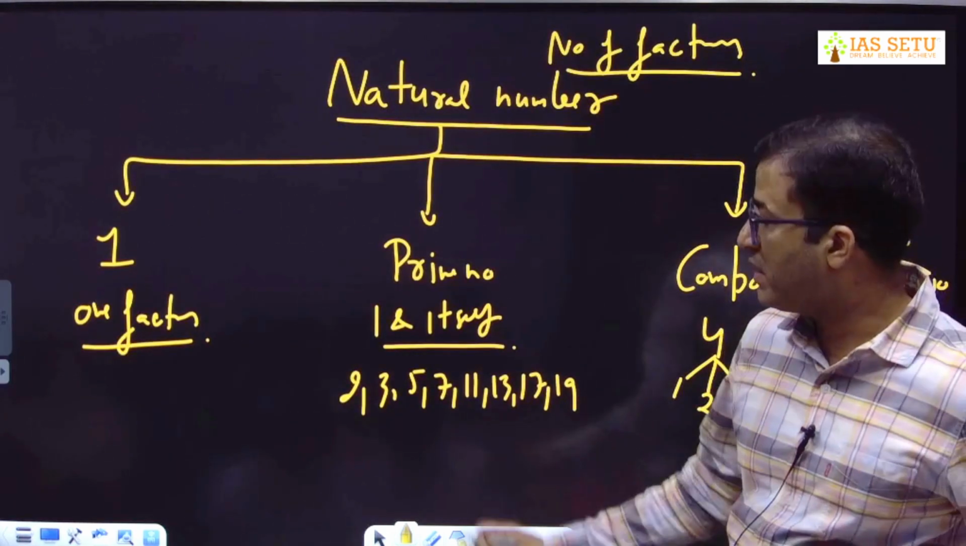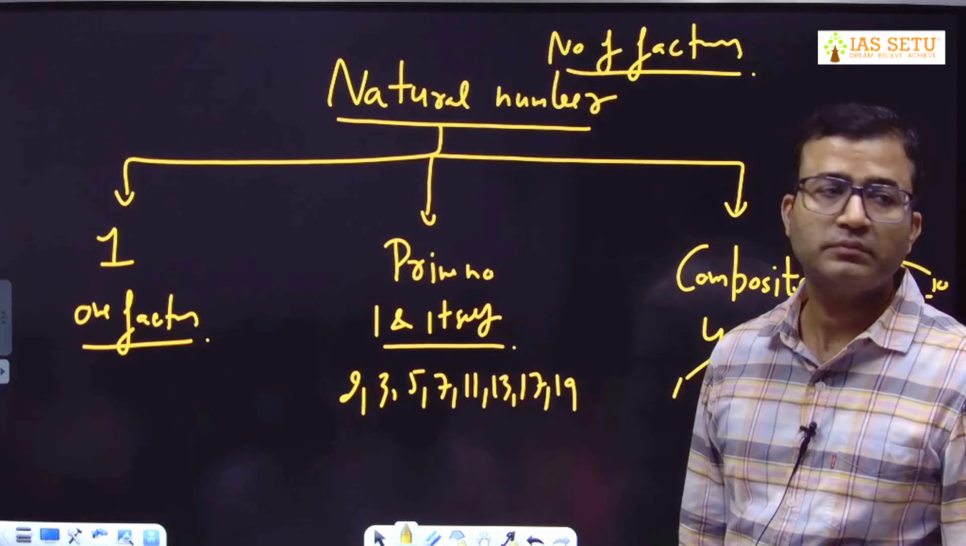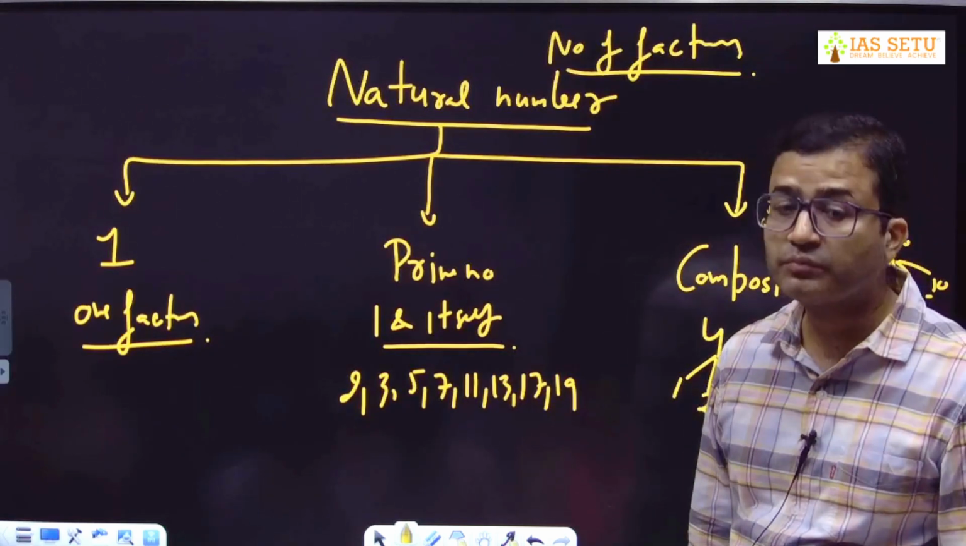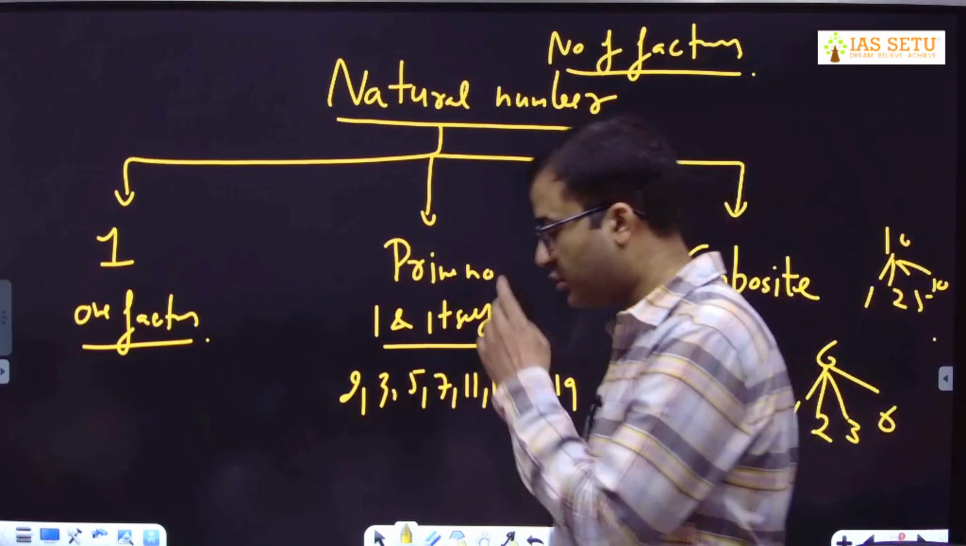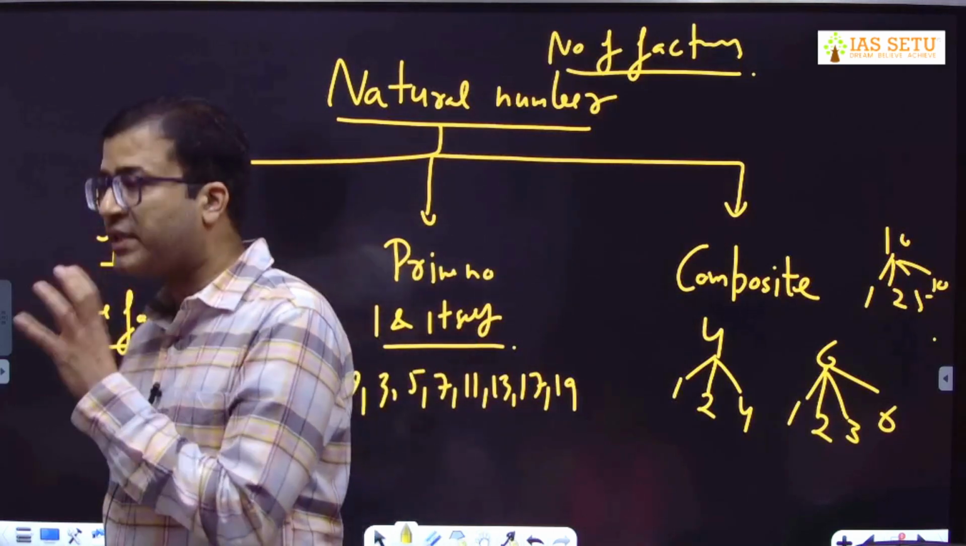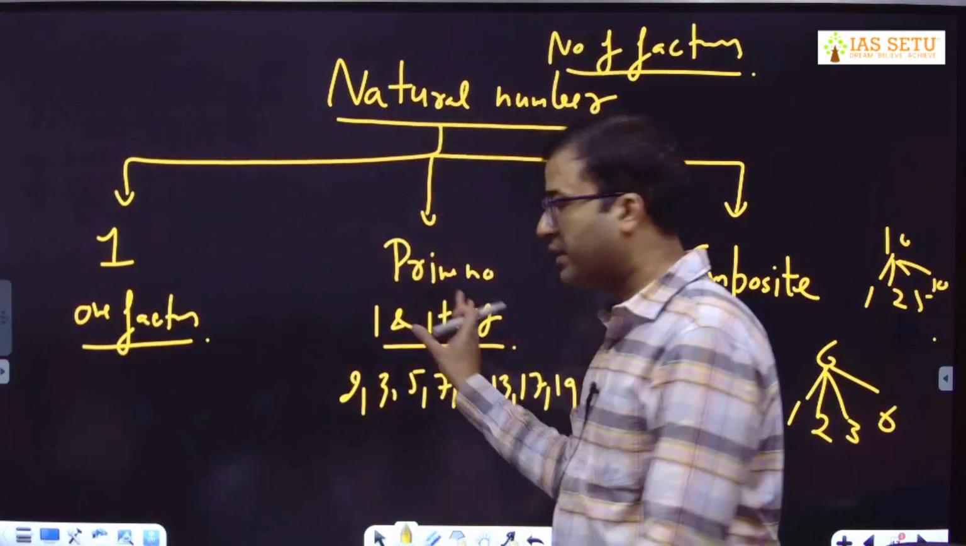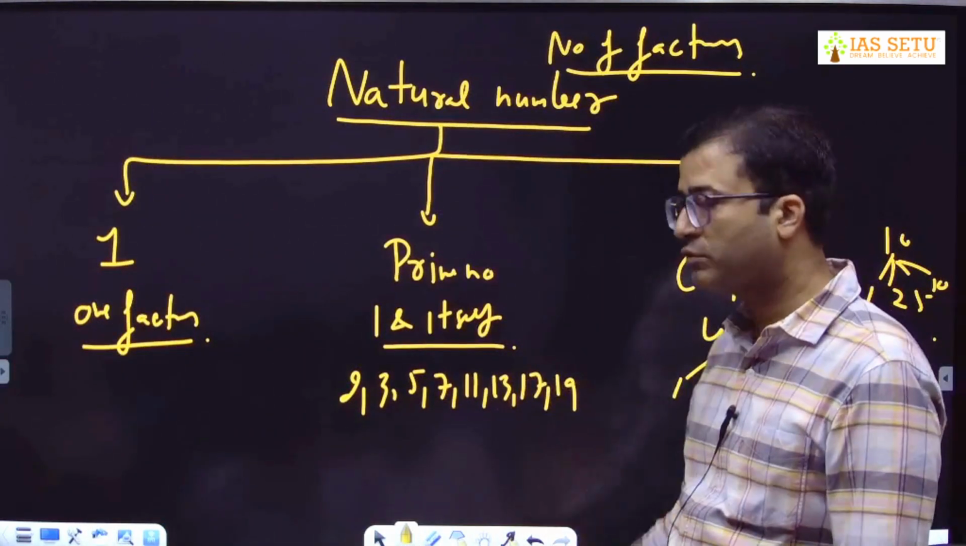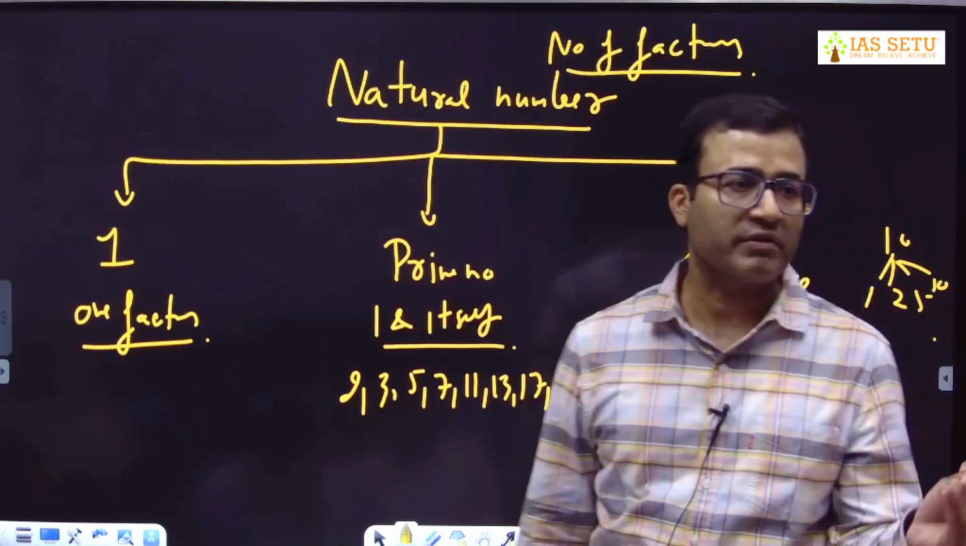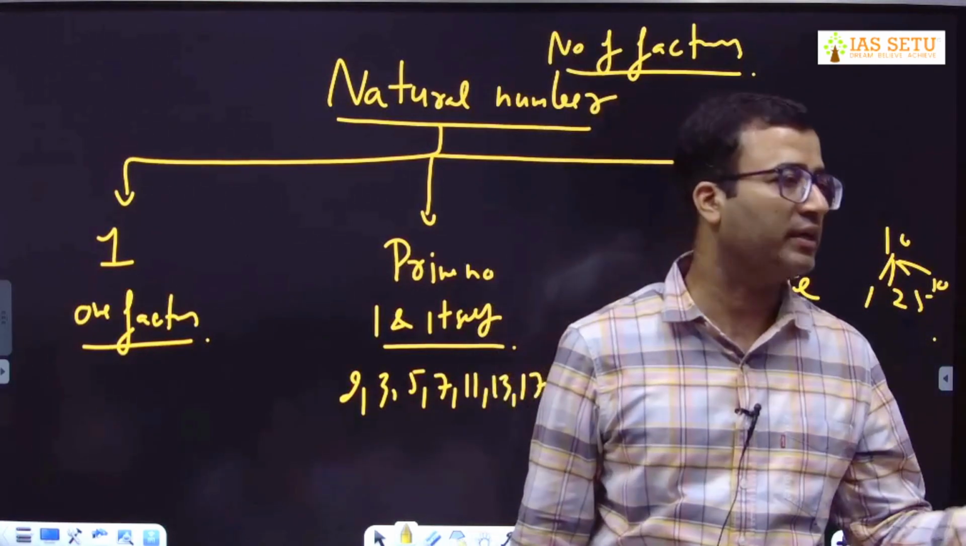Can anyone tell me why 1 is unique? I tell you the story. See here, when we made a category of prime number which have two factors, then 1 requested, take me in the category of prime number.